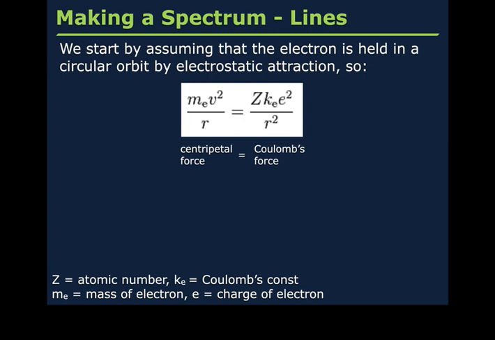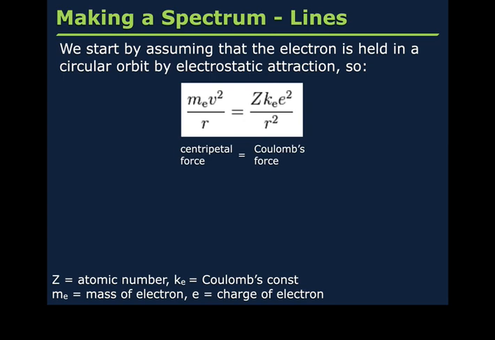We can set m sub e, so the mass of the electron, times v squared, so the velocity of the electron in its orbit, over r, the size of that circular orbit. Basically, the centripetal force of that electron can be set equal to Z, the atomic number of the atom, times k sub e, so that's Coulomb's constant in this case, times e squared, the charge of the electron, all over r squared. We're setting the centripetal force of the electron in its circular orbit relative to Coulomb's force. So yeah, the electron's held in that orbit by electrostatic attraction.